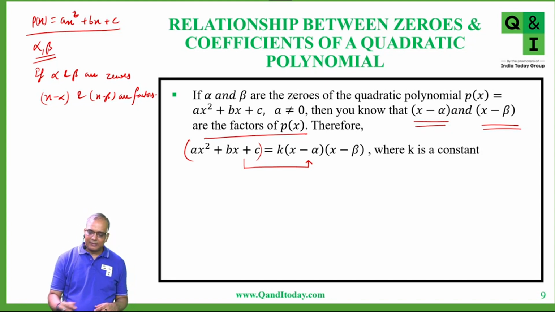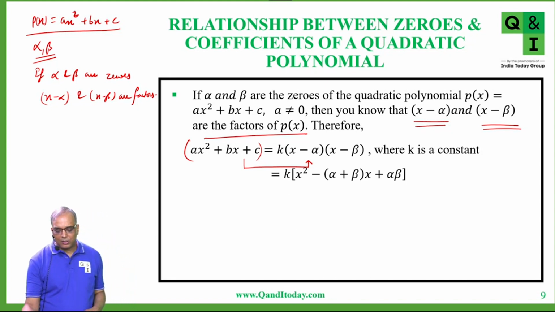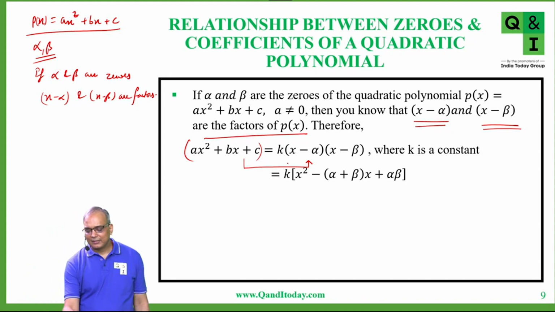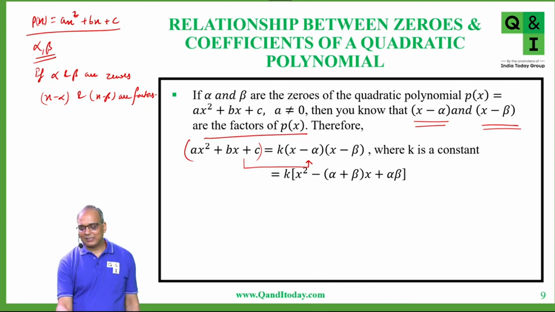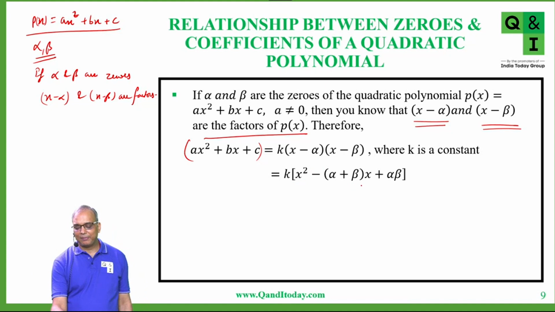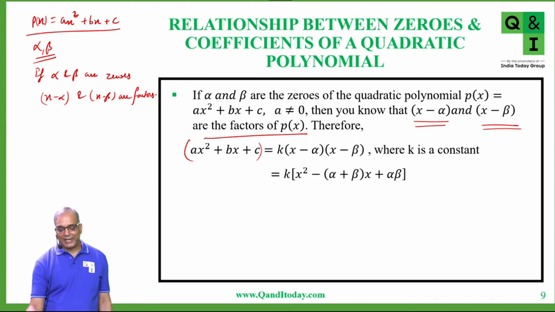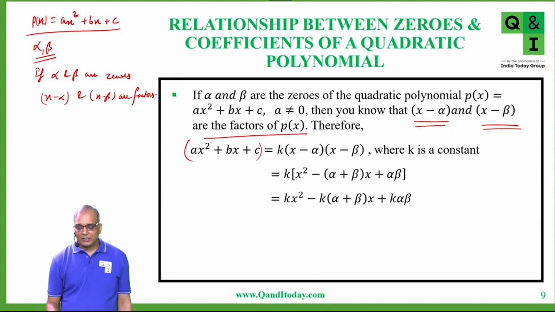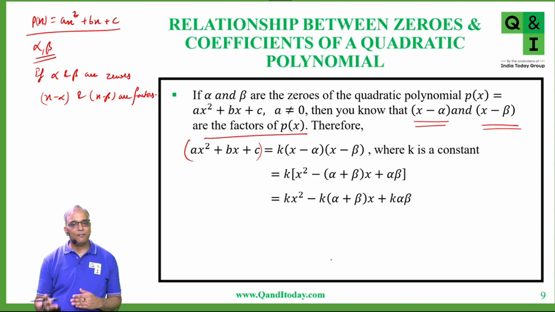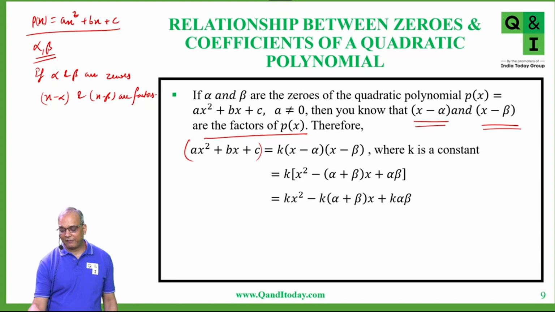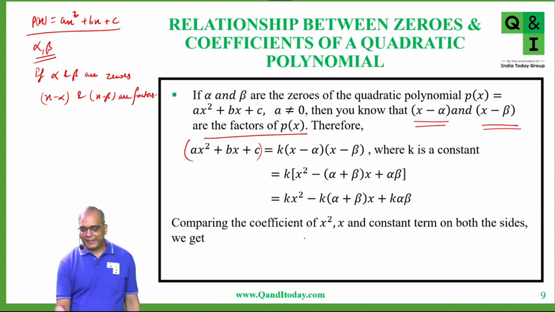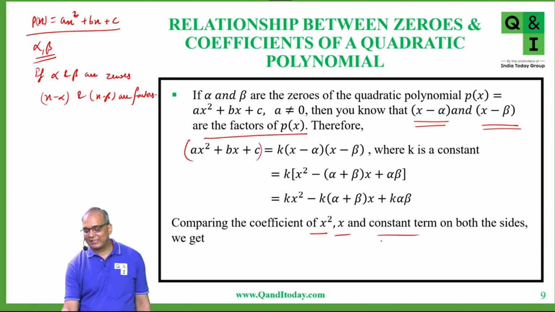Clear? Now, if I open this x minus alpha into x minus beta, what this is going to give me is x square minus alpha plus beta x plus alpha beta. Now let us compare the coefficients. So when you take k inside, we'll have kx square minus k times alpha plus beta x plus k times alpha beta. Now comparing the coefficients of x square, x and constant term.